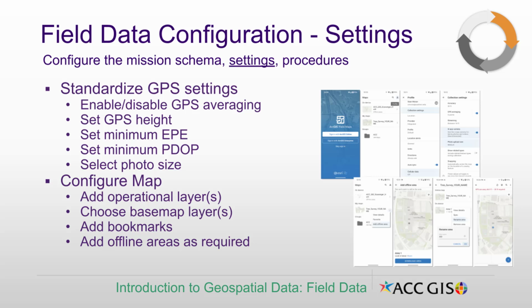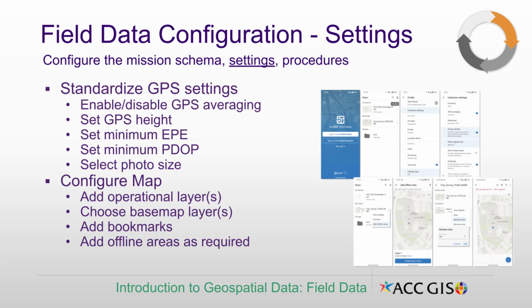You need to set settings like minimum accuracy, or your estimated positional error, which is your aggregate position dilution of precision. And you need to be thinking about your photo size. A lot of these cameras can capture images that are much higher resolution than we need. And of course, that will balloon your data storage. On the other hand, you need to make sure that you're capturing enough resolution that back in the office, you can interpret the photos as needed to support whatever your purpose is.